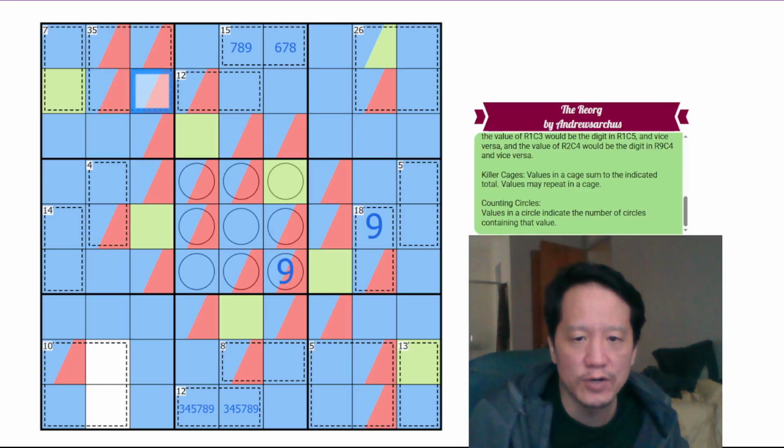These cannot be swapped. This cannot be swapped. How do I have blue there? That's not blue, this is green. Okay, so these are swappers, which means this has to be swapped with that.